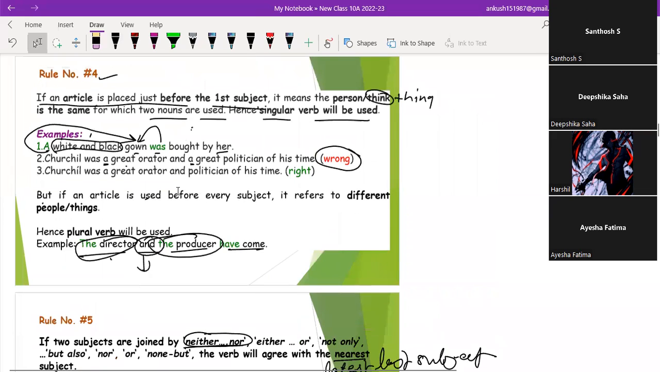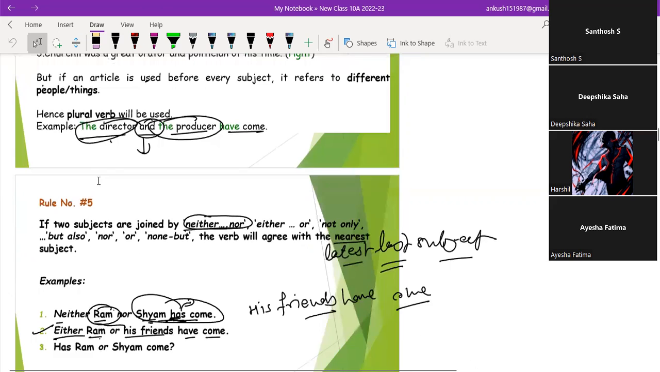Fourth is article. Whenever the article is used before the adjective or anything else to refer to or modify the noun, the verb will not be according to the noun, but according to the adjective or other words which are used to refer to or modify the noun. Okay, but suppose they are referring to different people and they are combined with an and, so the plural verb will be used.